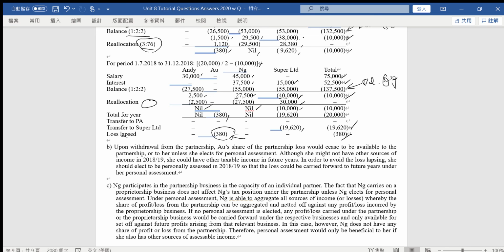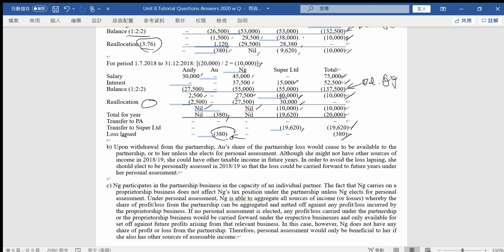If in case next year Mr. Ao has other source of income, then he should elect personal assessment again. Then he can make use of this $380 to set off the other income. That's why it is recommended that Mr. Ao should elect personal assessment in this year in order to make use of this amount in the coming year. If he has any other income, then that can reduce his tax liabilities.